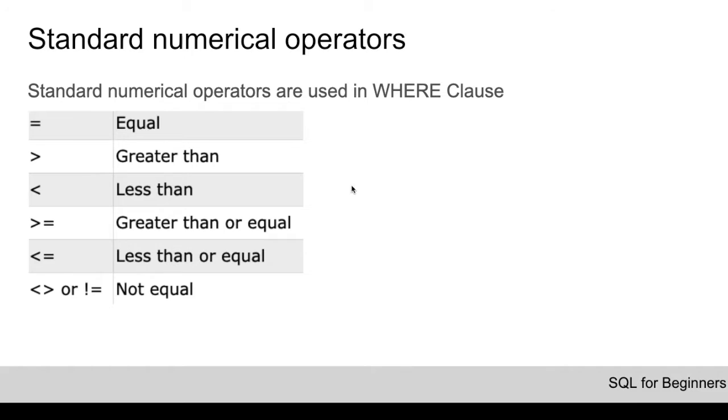And one important thing to note here is not equal operator. So there are 2 of them, and depending on which database management system you are using, you'll have to choose one of them. For example, if you're using Oracle database management system, you would be using exclamation mark and equal sign together. And in some other databases, you might have to use greater than or less than signs together.